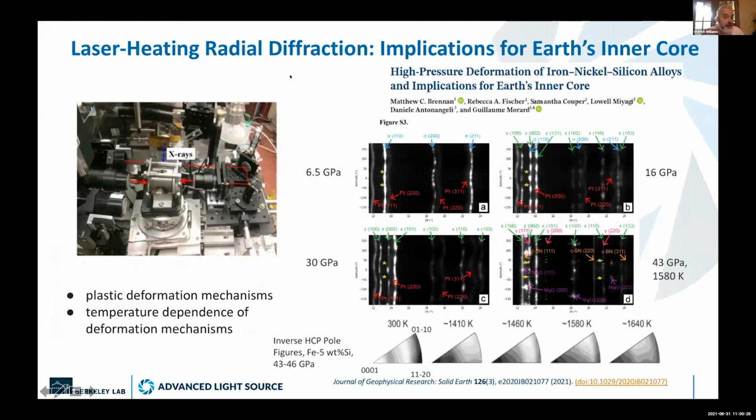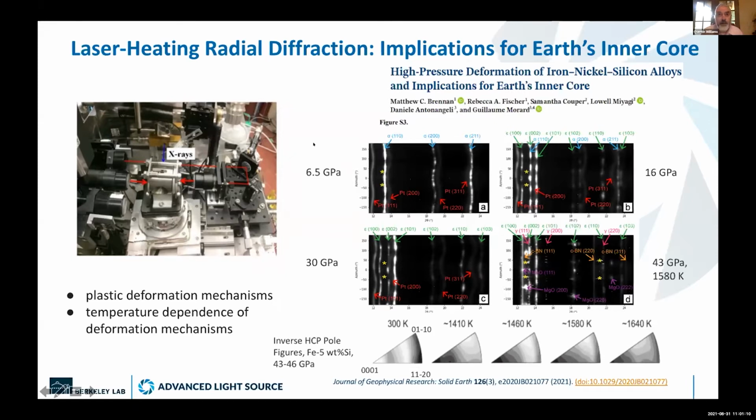We also do, as I mentioned, laser heating radial diffraction. And in this particular instance, I take an example of a collaboration between Rebecca Fischer's group and Lowell Miyagi's group with collaborators. What you see here is data on iron-silicon alloys, particularly iron with 5% silicon. The advantage of laser heating radial diffraction is that it allows the ability to determine textures at the extreme pressure and temperature conditions of Earth's interior.